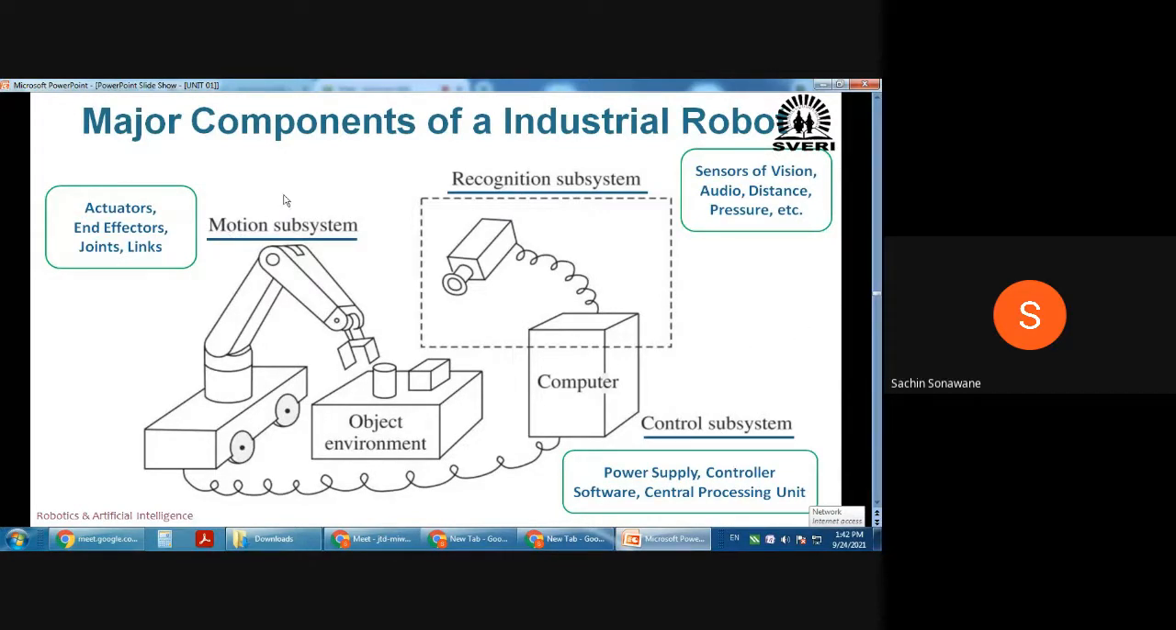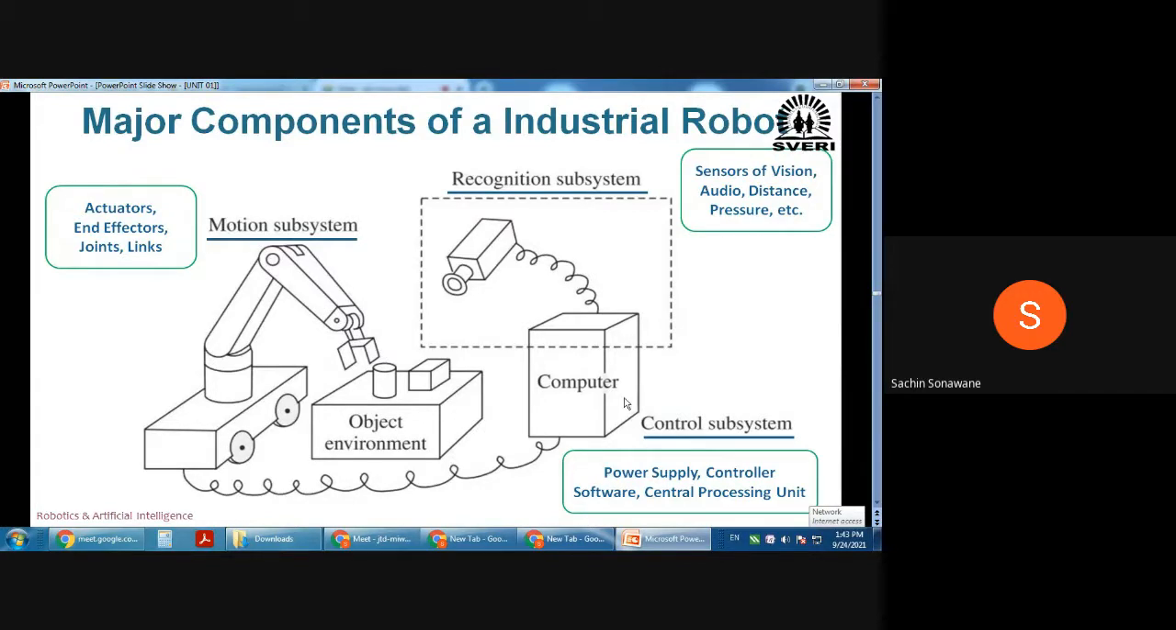Now in case of motion subsystem, already it is written here, actuator. Actuator means driver. It consists of different types of motors or hydraulic, pneumatic and electric drivers. End effector is nothing but this gripper. Then joints and links, these are the links, these are the joints. Then recognition subsystem, vision, this is the vision sensor, means camera is there. Audio or distance or pressure, different sensors are there. Then control system consists of power supply, controller software and central processing unit, that is CPU.